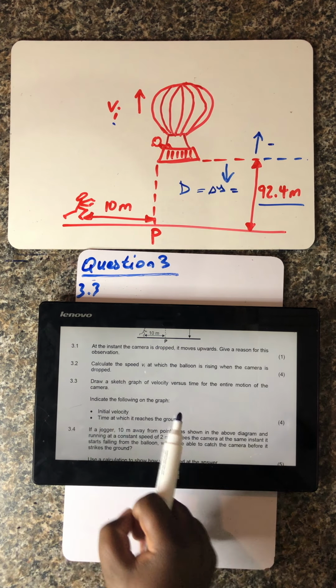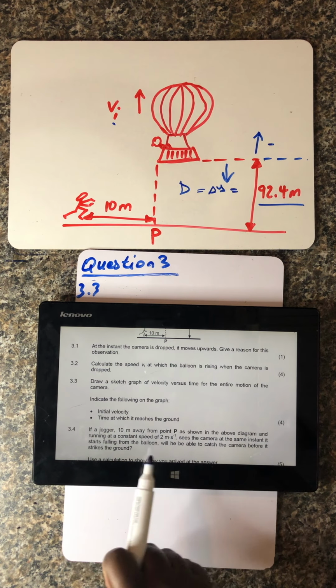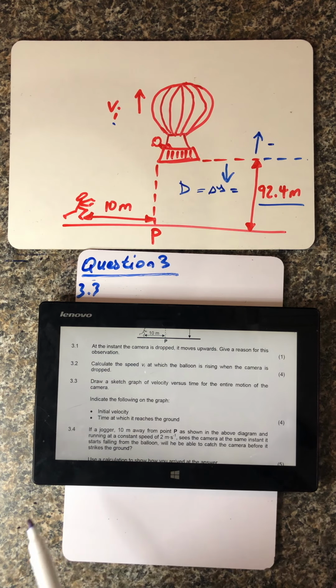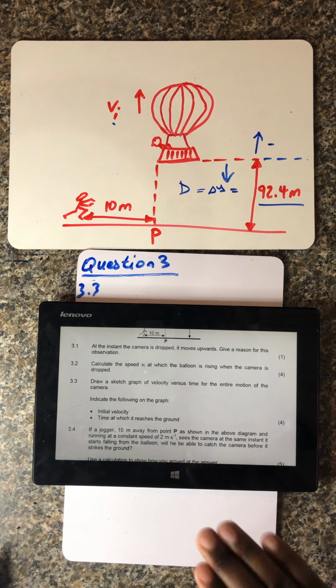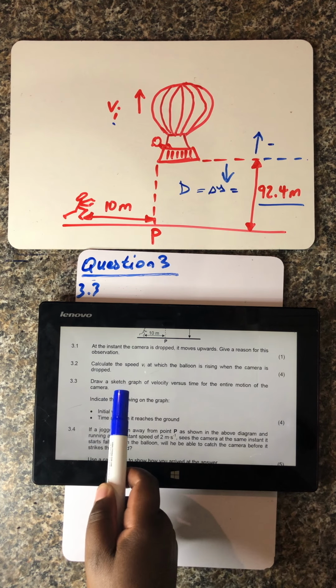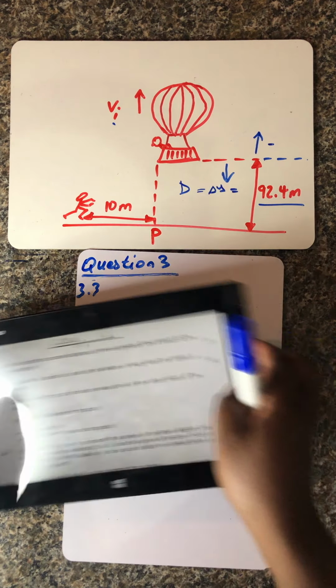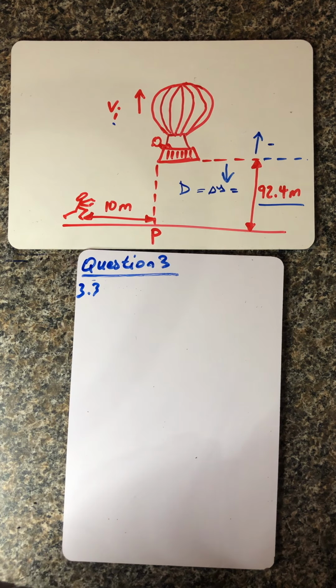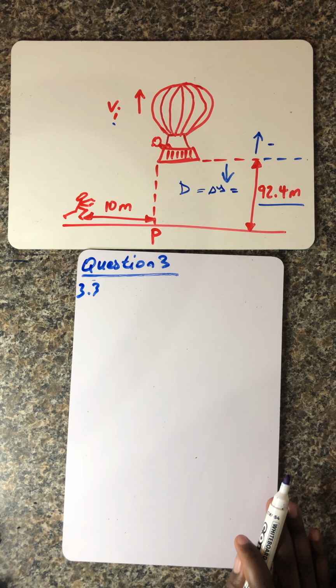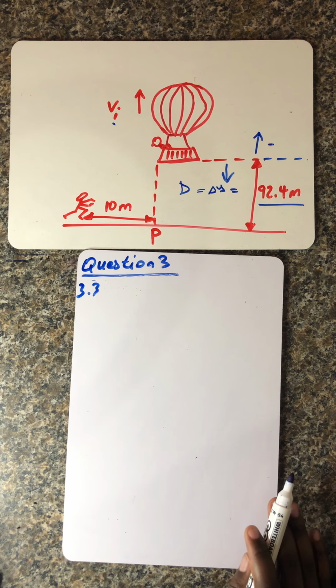What does it mean when you're given this type of instructions, ladies and gentlemen? It means if you draw something and you don't indicate these two, you might lose some marks. Okay, it's very much important that you fully abide by the instructions. So now let's draw a velocity versus time graph, ladies and gentlemen. A velocity versus time graph, and most importantly, for the entire motion of the camera.